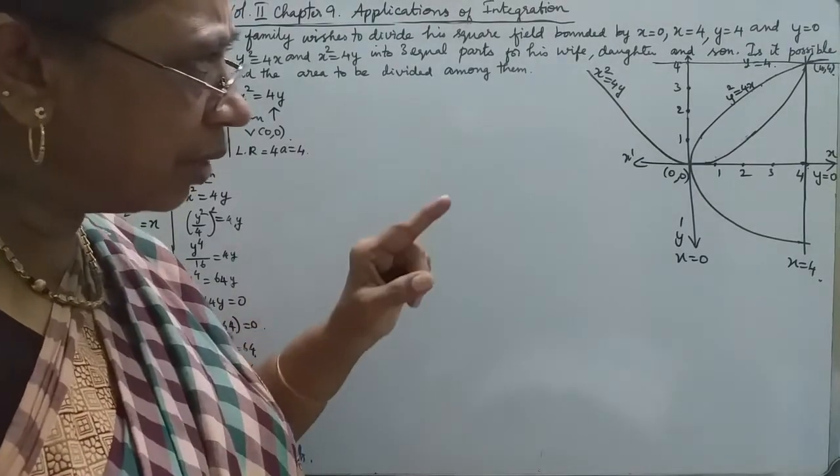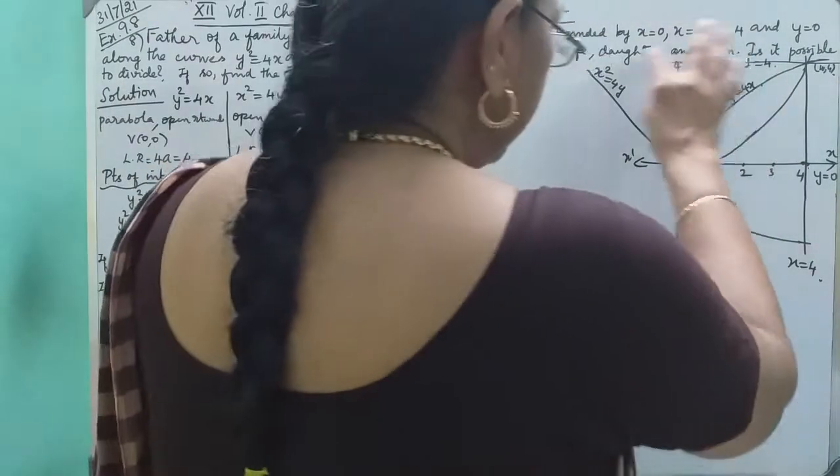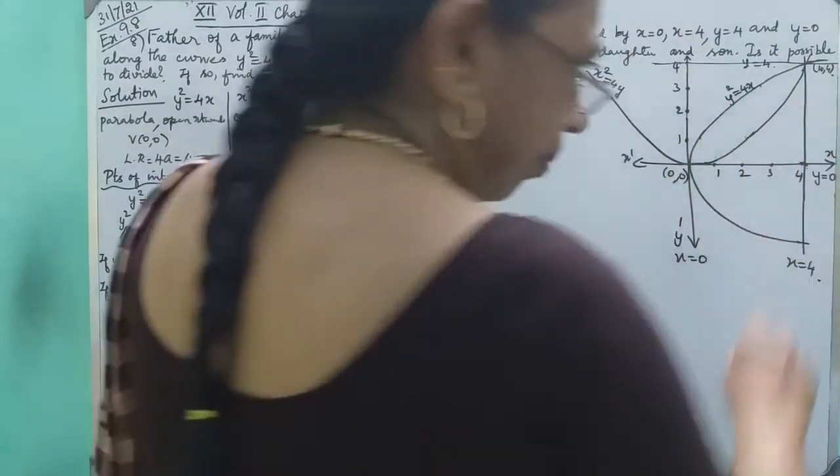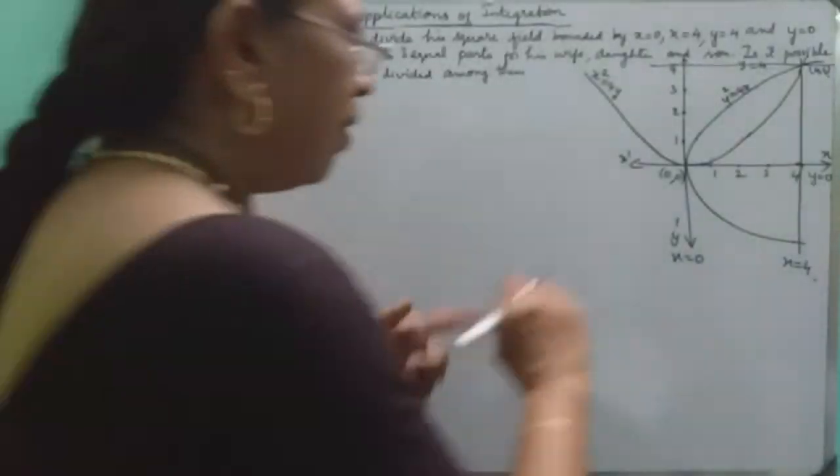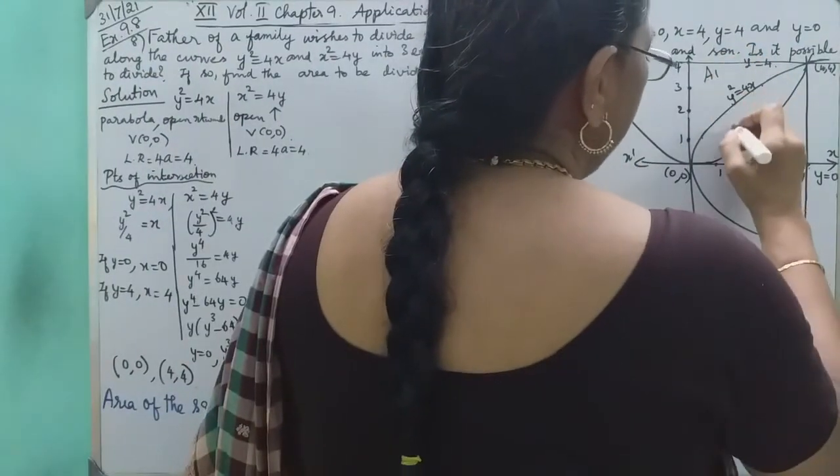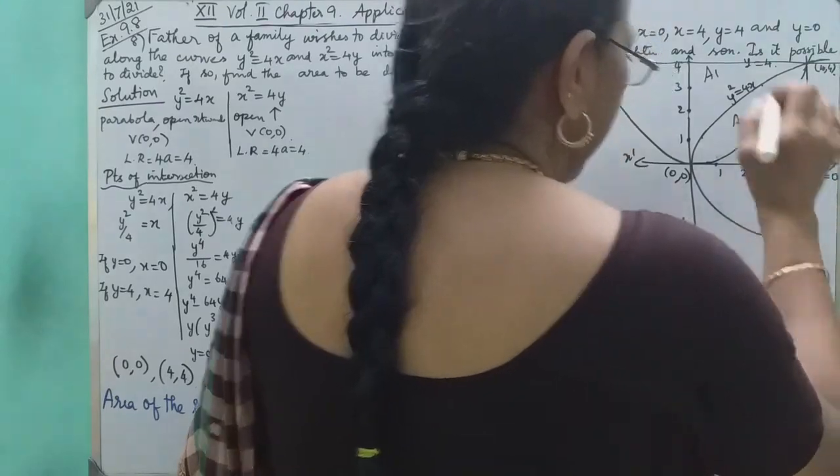This is only going to be divided among 3 persons: 1, 2, 3. So these are the 3 areas. We can name them A1, A2 and A3.